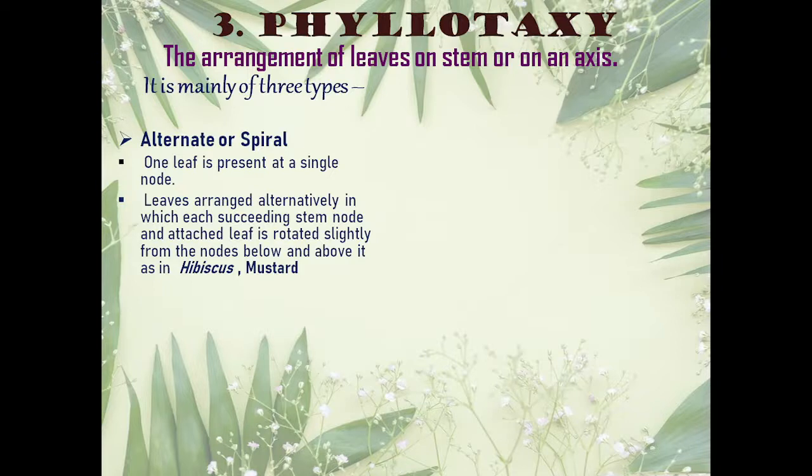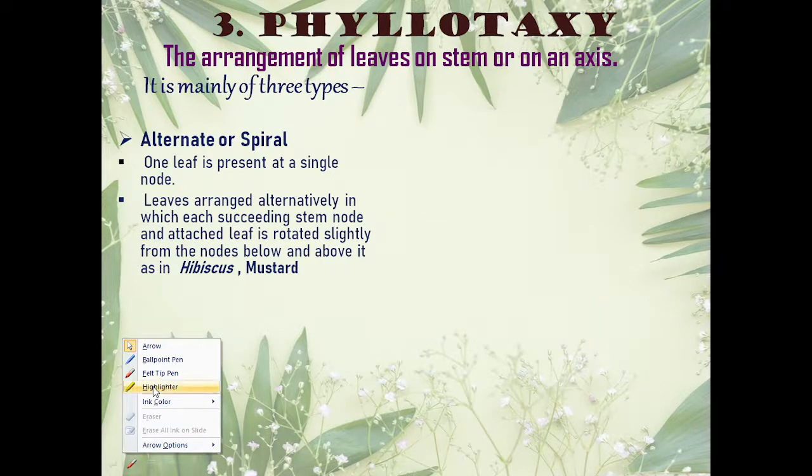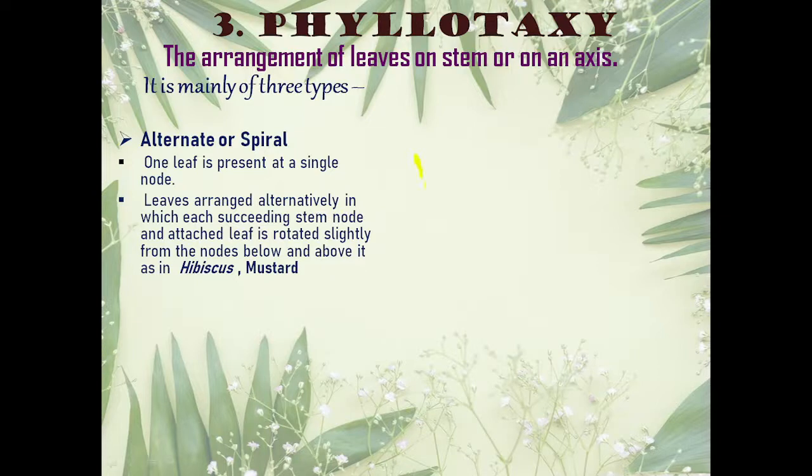Very nice, you have told it. Understand what it is saying. One leaf is present at a single node. How is it? Take this one as the node, and take this one as the axis. Okay, I am just drawing it. Don't judge my drawing, please. Suppose this is our axis.